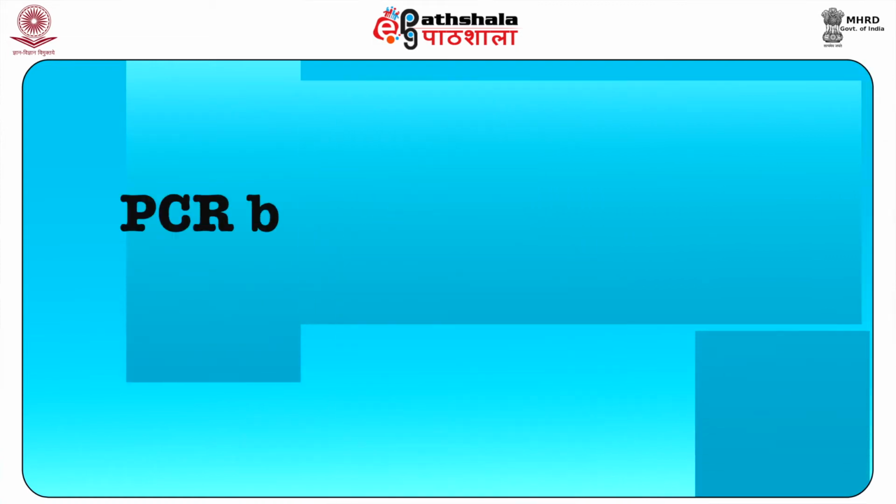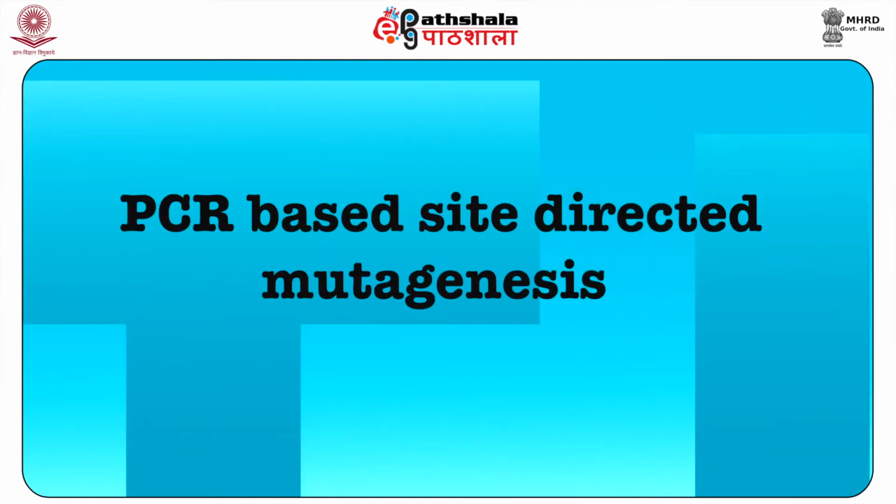Let's look at another example of how site-directed mutagenesis can be performed. It is PCR-based site-directed mutagenesis. Now the method of site-directed mutagenesis is to basically make point mutations, even switch the amino acid. It can even be used to delete or insert single or multiple amino acids.